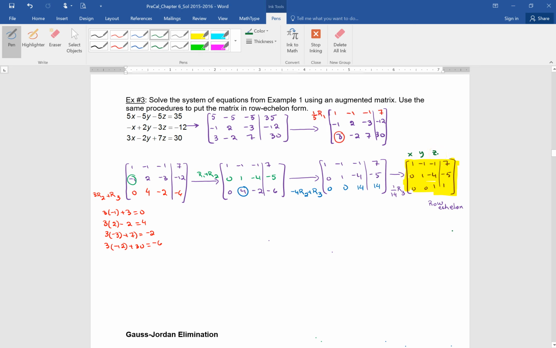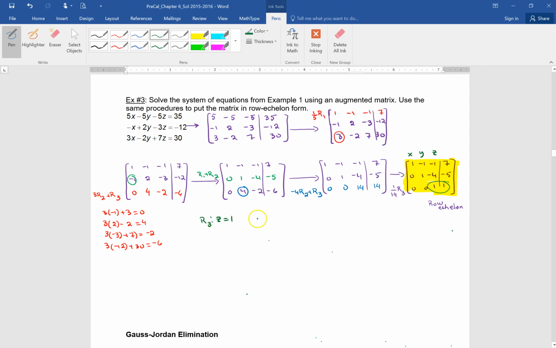So now here's how we read this. What I have here is 1x minus 1y minus 1z is 7. This is a 0, so 0x. 1y minus 4z is negative 5. 0, 0, z equals 1. Okay? So from here, I extract that from row 3, that z is equal to 1.